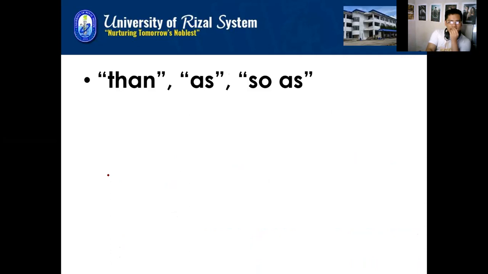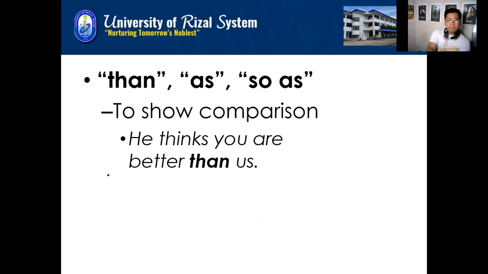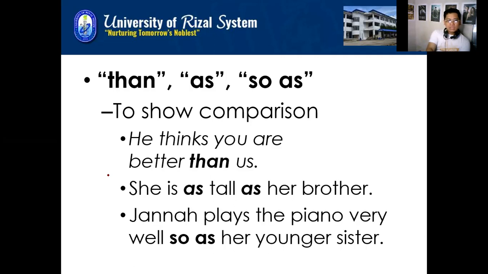Then as, so as, and than show comparison. "I think you are better than us." You're comparing you than us. So there's a comparison. "She is as tall as her brother." Comparison. "Jana plays the piano very well, so as her younger sister." Comparison.